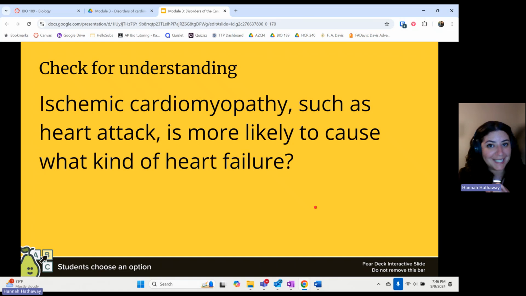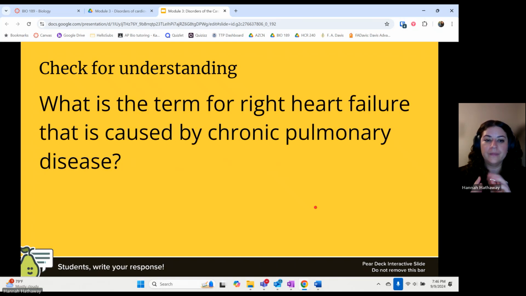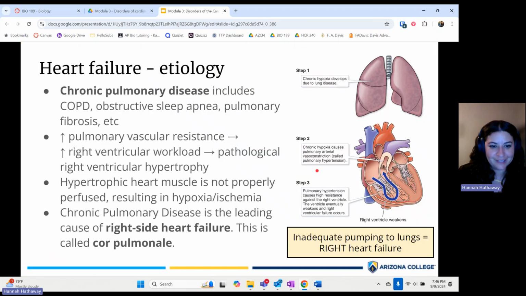That's going to be left side heart failure, and that's because the left side of the heart works harder, so it normally needs more oxygen, so it's going to be more impacted by that decrease in oxygenation. And then finally, what is the term for right heart failure that is caused by chronic pulmonary disease? That's cor pulmonale. Let me go back here so you can see how that is spelled. Cor pulmonale.